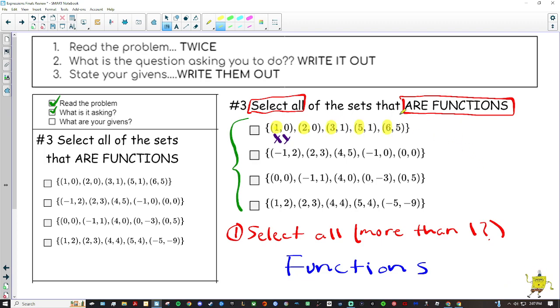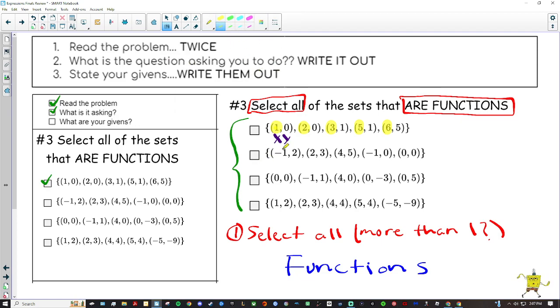And remember, I'm trying to determine, do any of my x values repeat? I have a 1, a 2, a 3, a 5, and a 6. No repeats, so this is a function. And remember, I'm trying to figure out, select if it's a function. So this is a function.